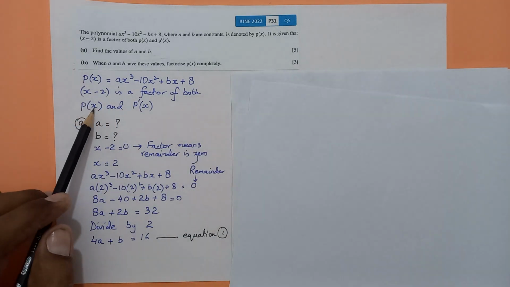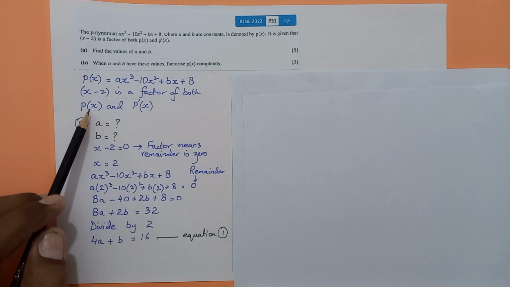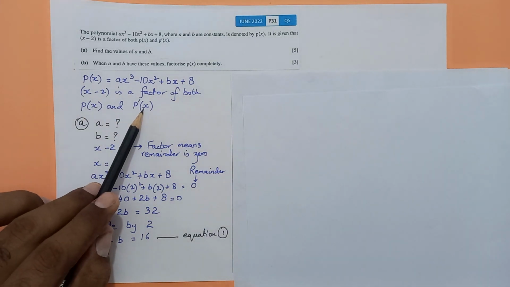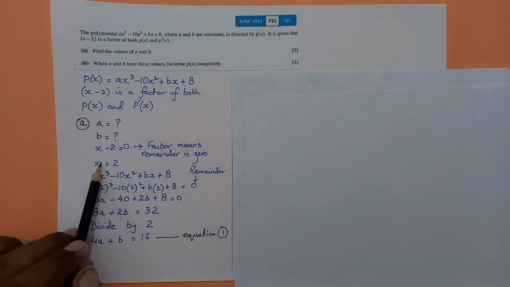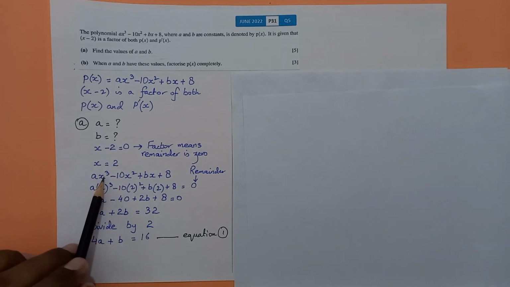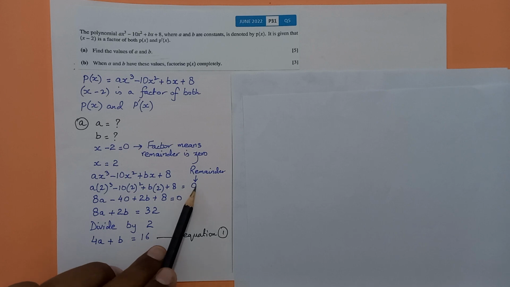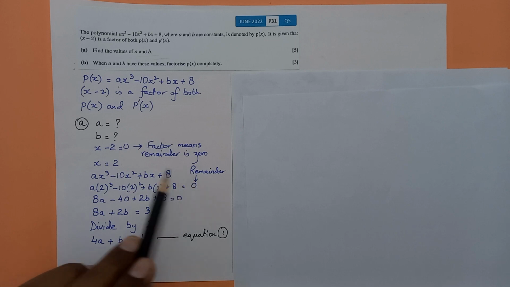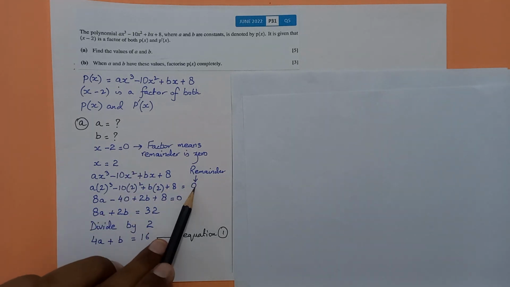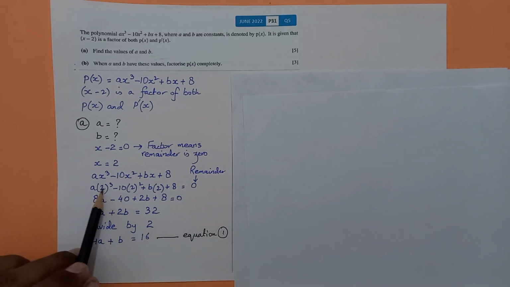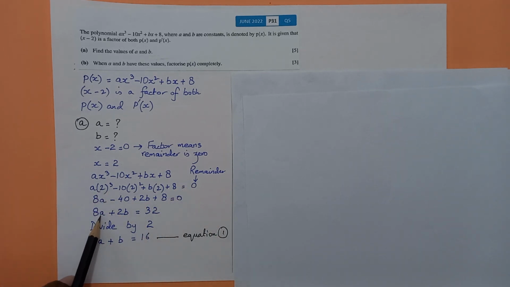So we have to go for both of them, for the polynomial as well as the derivative of the polynomial. So taking x equal to 2 and placing it in the polynomial instead of x and making it equal to 0. Why? Because it is a factor, therefore the remainder would be 0. After simplifying it we get a condition 8a plus 2b is equal to 32. We can further divide so that we could have a simplified equation which is 4a plus b is equal to 16.